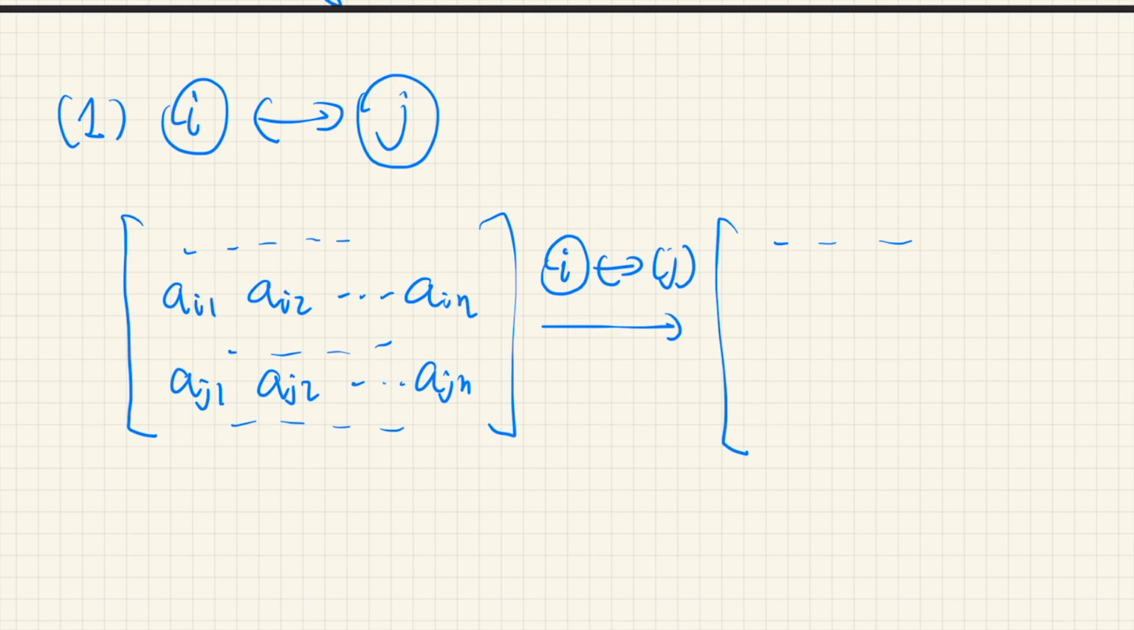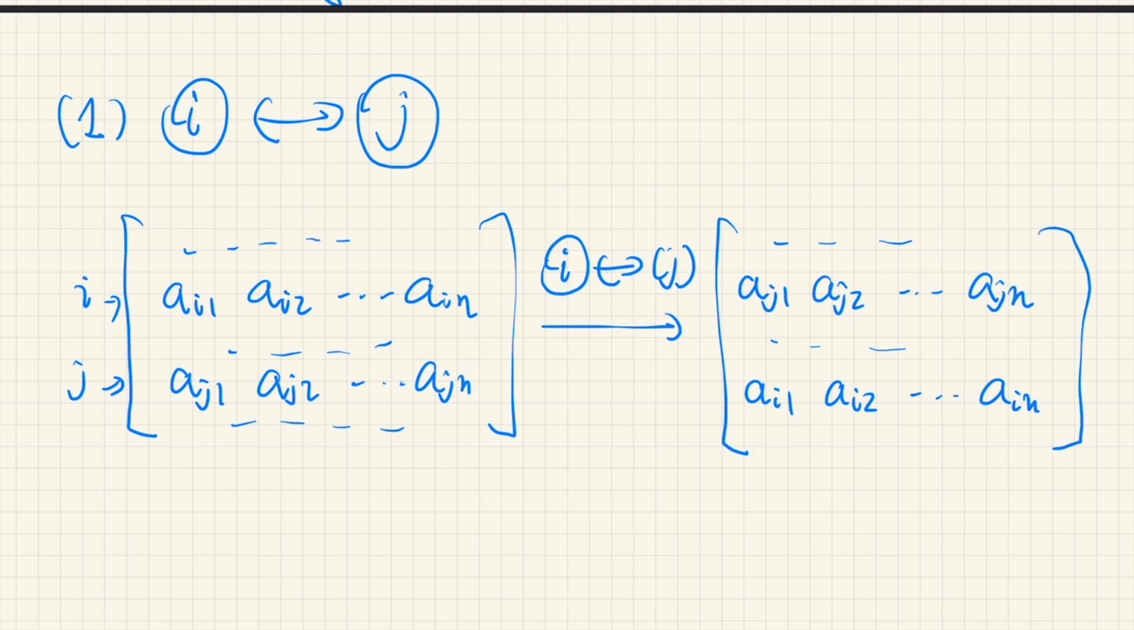So the original ith row is filled with the jth row of the original matrix. So the ith row becomes AJ1, AJ2, and so on, AJN. And the jth row becomes AI1, AI2, and so on, AIN. So this is the new ith row, and this is the new jth row.